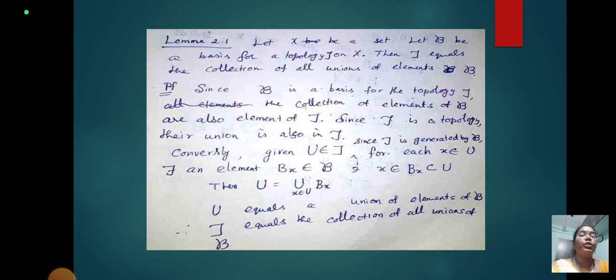Conversely, given U belongs to tau, for each x belongs to U, there exists an element Bx belongs to script B such that x belongs to Bx subset of U. From this relation, U is equal to the union over x belongs to U of Bx, where U equals a union of elements of script B. Therefore, tau equals the collection of all unions of elements of script B.